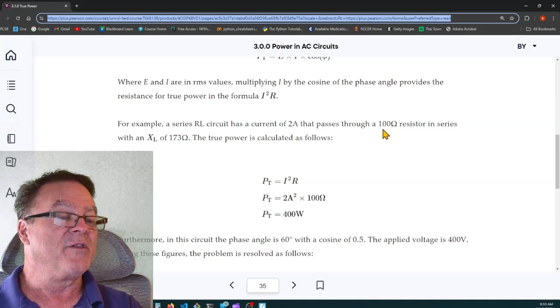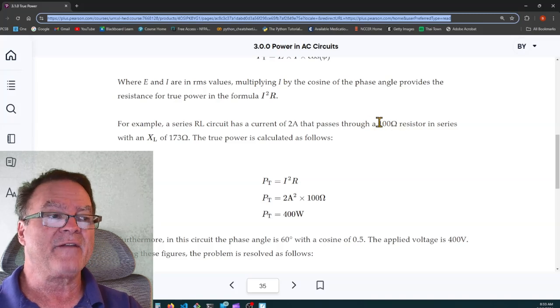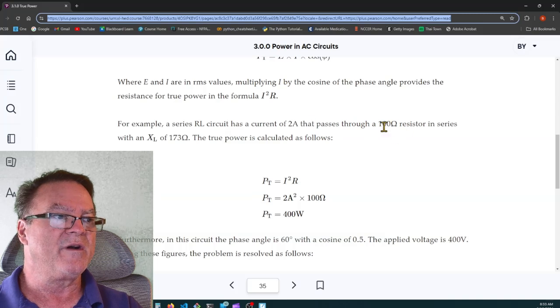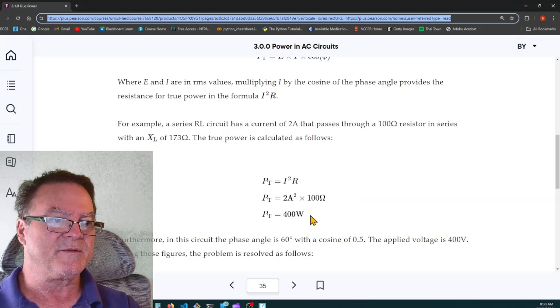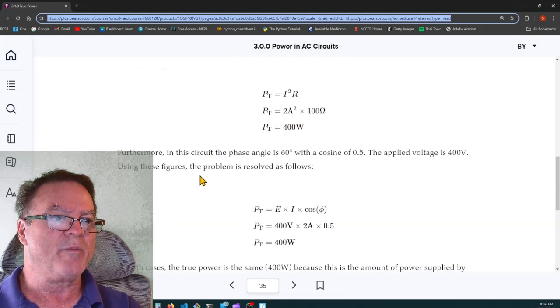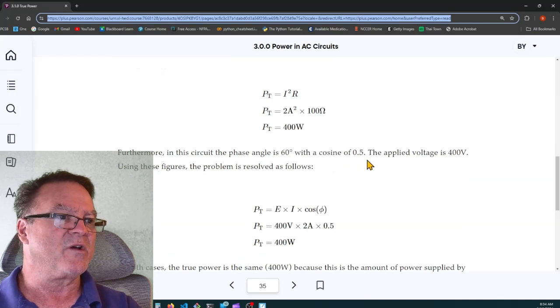So it's 2 amps. The true power is only that which flows through the resistor. So we could do 2 squared times 100. 2 amps squared is 4 times 100 is 400 watts. So we would have 400 watts flowing through that resistor. That's the true power. Furthermore, in this circuit, the phase angle is 60 degrees with a cosine of 0.5. The applied voltage is 400 volts. Using these figures, the problem is resolved as follows.